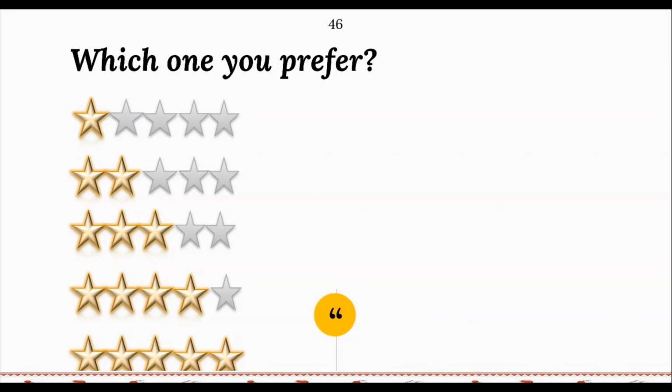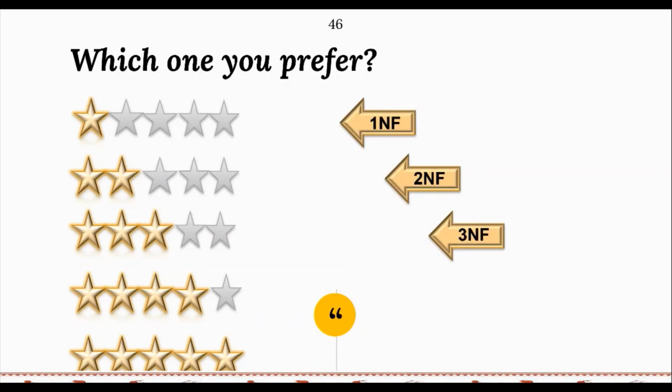So we have 5 normal forms. Out of this, any table you design for your project or for your work should satisfy at least 3 normal forms for good, efficient access.